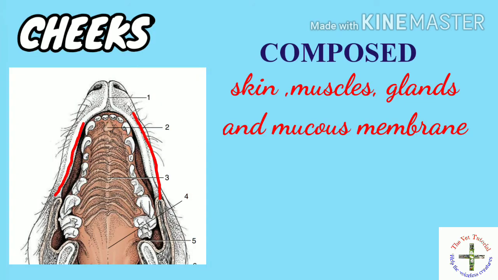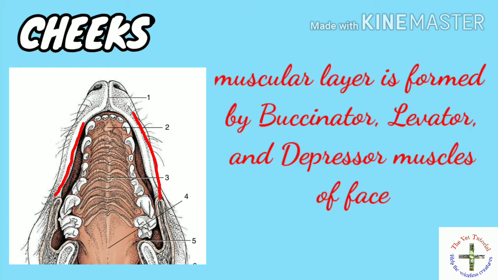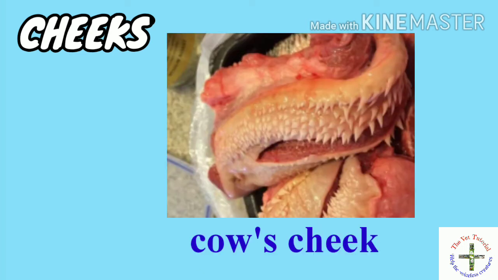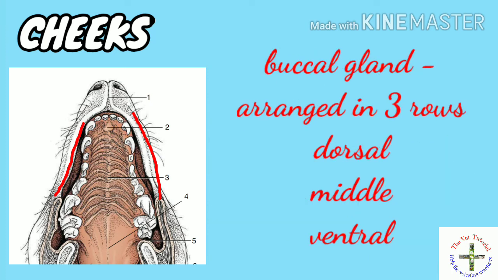And then let's study about cheeks. It is composed of skin, muscles, gland and mucous membrane. It forms the lateral wall of the mouth, and the muscular layer is formed by the buccinator, levator and depressor muscle of the face. It is more capacious in herbivores. The primary support is the buccinator muscle, which has the important function of returning the food to the mouth cavity proper that has entered into the vestibule. And the buccal glands are arranged in 3 rows, that is dorsal, middle and ventral within the musculature.